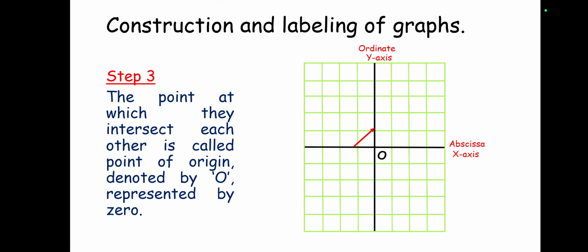Now after this we can do numbering of all the lines. On the x-axis, when we move to the right side, we give +1, +2 and +3. But on the x-axis, if we move to the left-hand side, we give negative integers, -1, -2, -3. Similarly, on the y-axis, above the point of origin, we give positive integers, whereas below the 0, or below the point of origin, we denote negative integers.